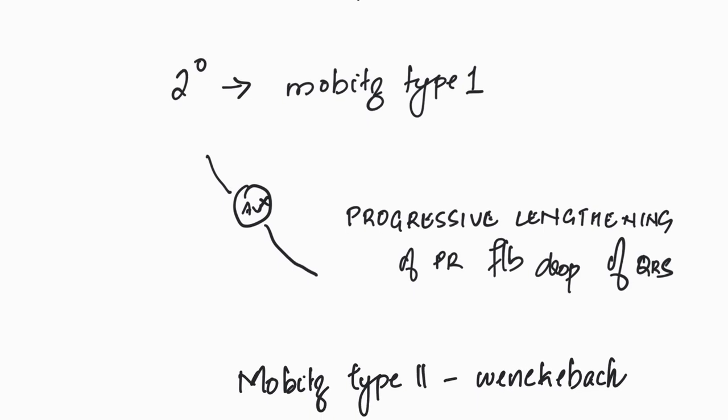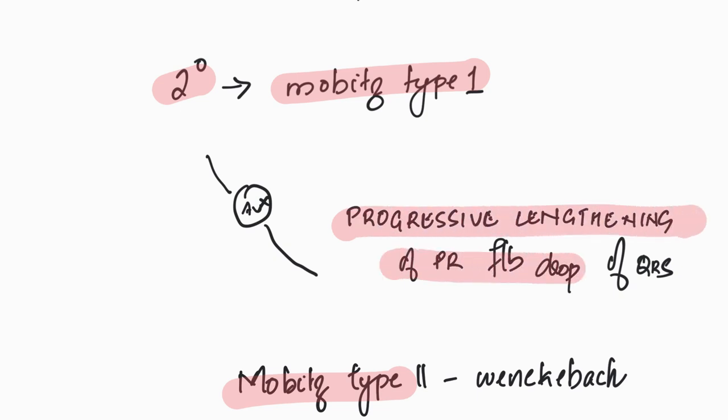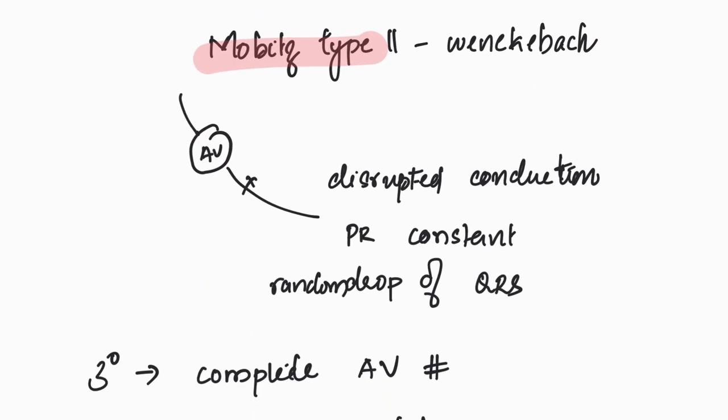When we come to the second degree AV block, there are 2 types, Mobitz type 1 and Mobitz type 2. In Mobitz type 1, there is a progressive lengthening of the PR interval followed by a drop of the QRS complex. This is because of damage inside the AV node. Whereas in Mobitz type 2, the defect is actually below the AV node. This results in a disrupted conduction.